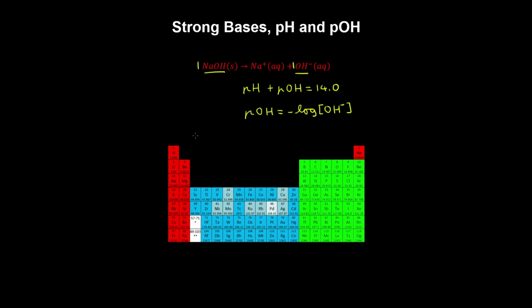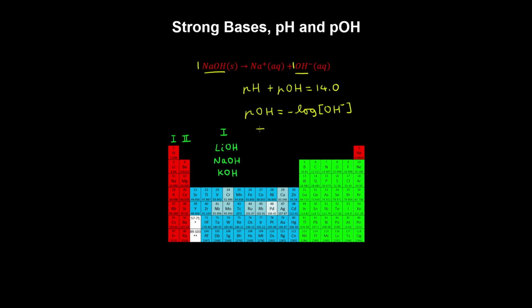Now the common strong bases to be familiar with are the hydroxides from the alkali metals and the alkaline earth metals. So from group 1, we have lithium hydroxide, sodium hydroxide, and potassium hydroxide.